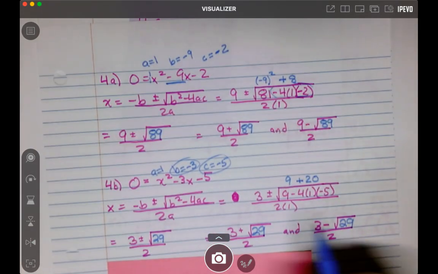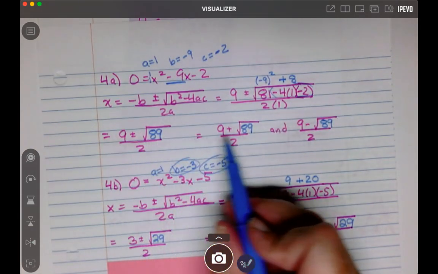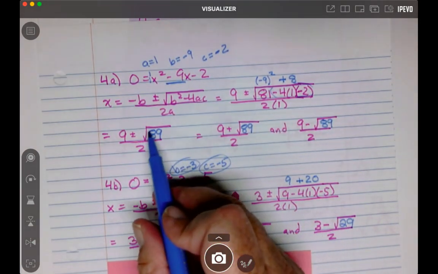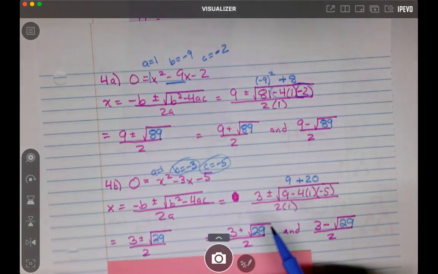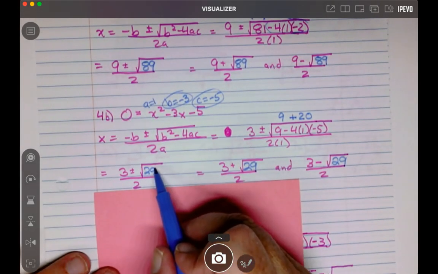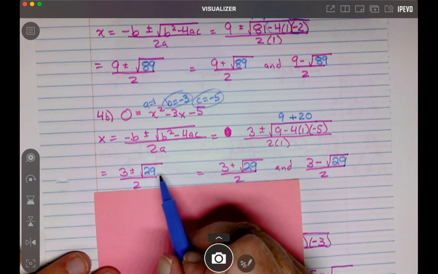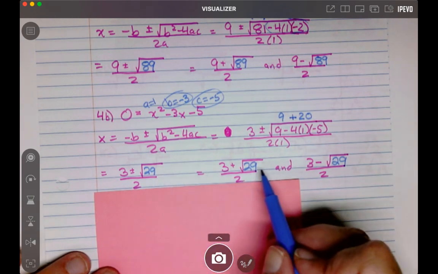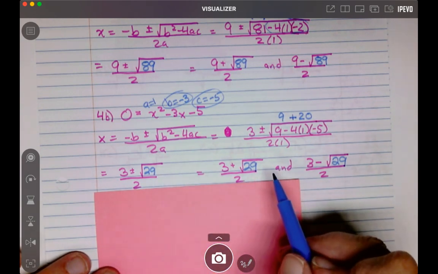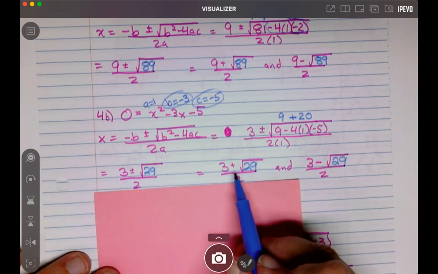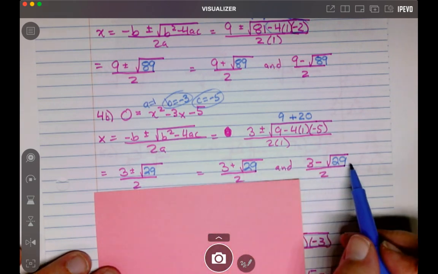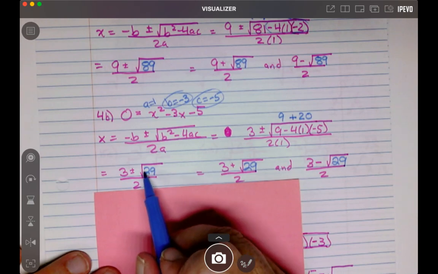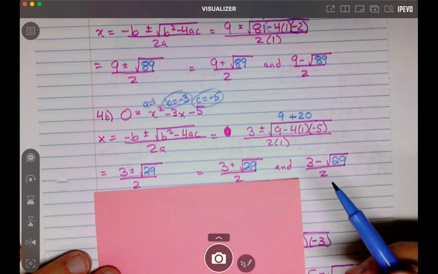For some reason on our exam, I saw students, when they went from this step to here, just erase the square root sign. But I want you to remember that the square root of 29, if you put it in a calculator, would get you 5 point something. That is not the same as the number 29. So 3 plus square root 29, 3 minus square root 29. You got to keep that square root sign unless it's a perfect square.